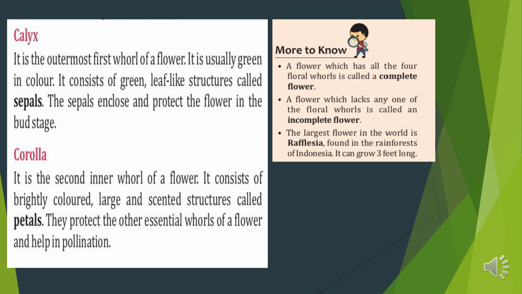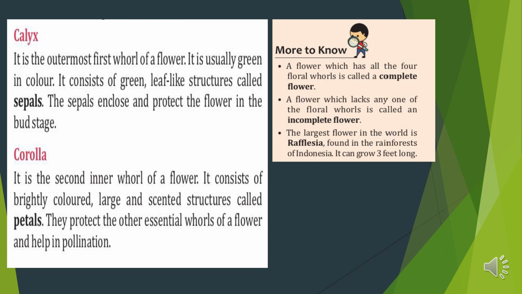The first one is calyx. It is the outermost whorl of a flower. It is green in color. It consists of leaf-like structures called sepals. You can see in your figure, parts of a flower, the green colored part. This is called the calyx, and you can say it's sepal also. In the diagram it is written sepal. Sepal and calyx both are the same.